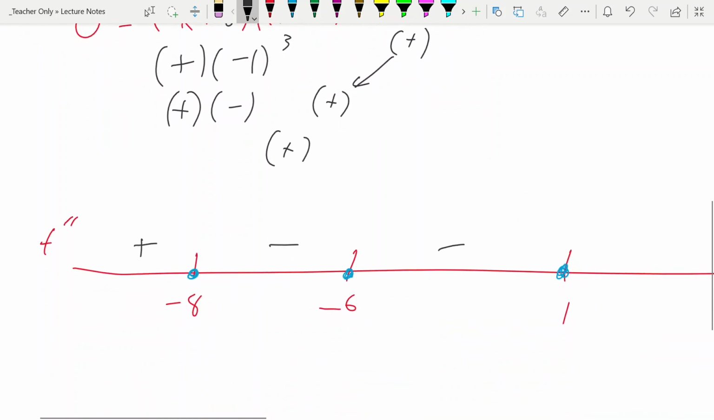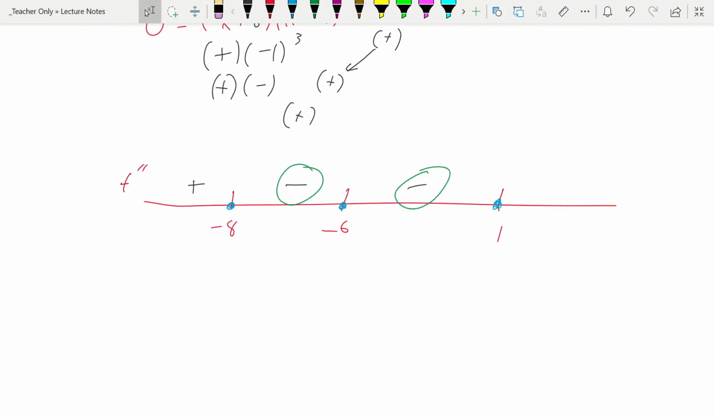So therefore, what can we tell? Well, if we had negative concavity to the left and negative concavity to the right, that would mean we have nothing. There was not a change. So therefore, there was no inflection point. We could say at x equals -6, there was no inflection point.